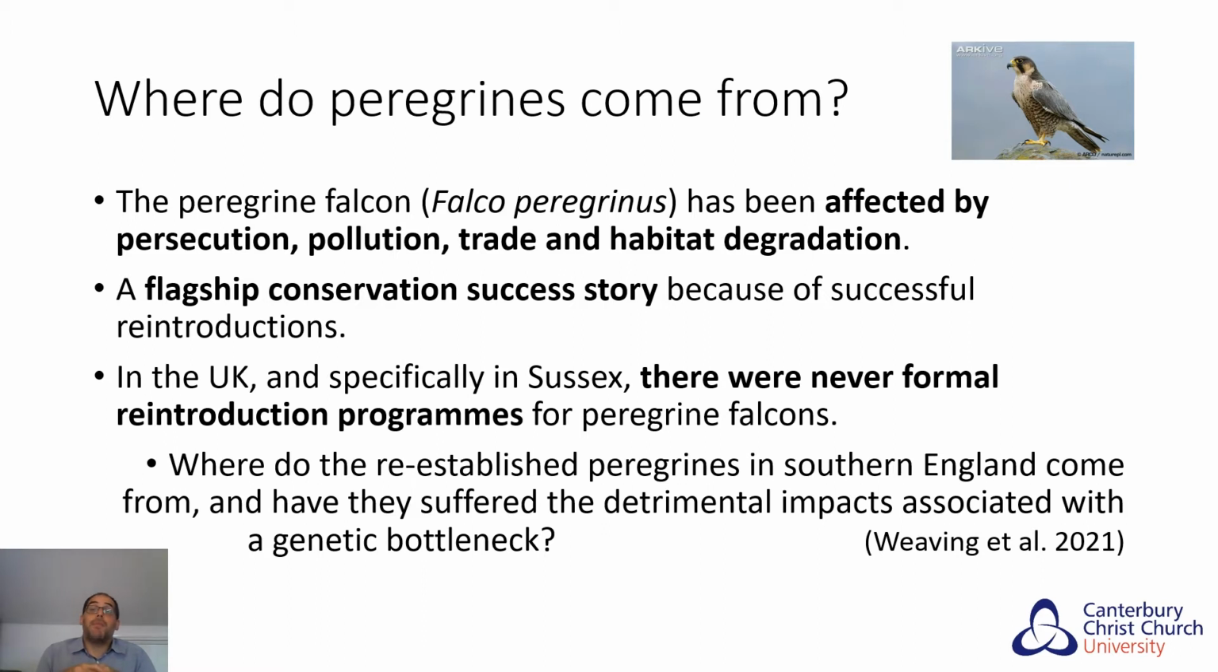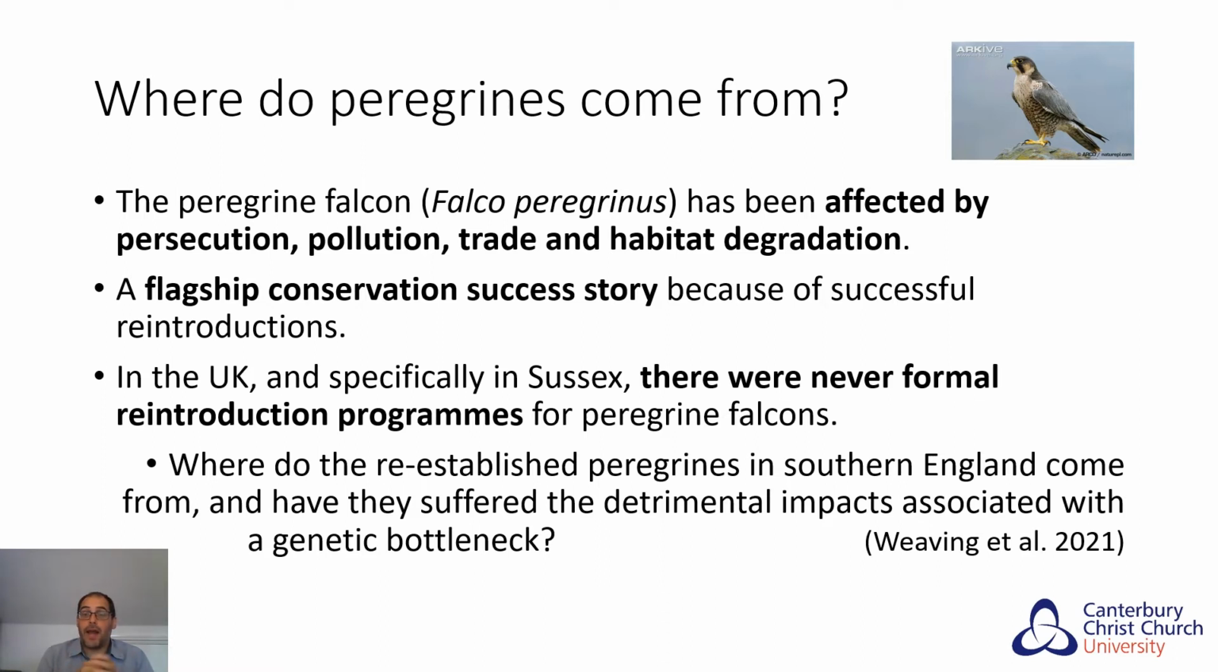So in many places around the world, we have seen that populations have crashed. However, the peregrine falcon is also a flagship conservation success story because there have been successful reintroductions back into the wild. However, in the UK, and specifically in Sussex, where there used to be a very large population of peregrine falcons, there were never formal reintroduction programs. So this warrants the question: where do the established peregrine falcons in southern England come from?